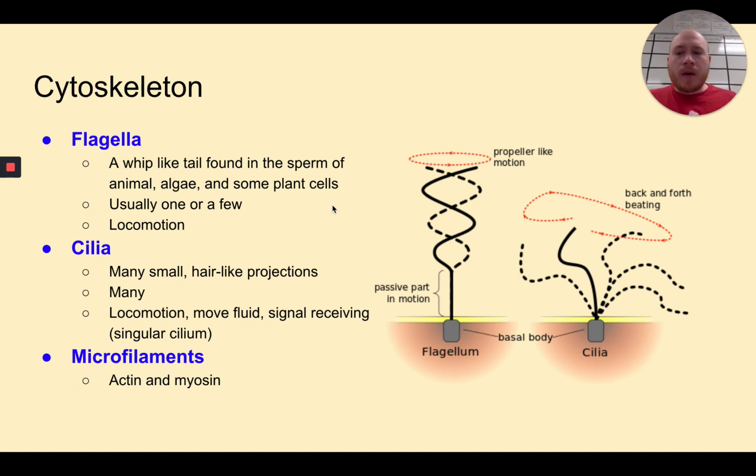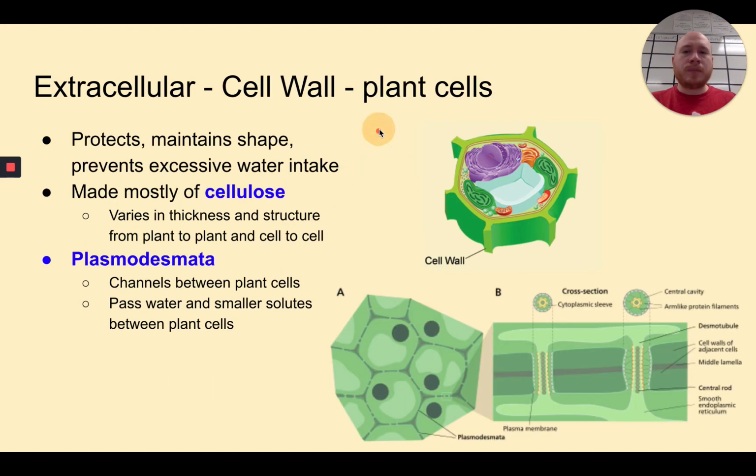Okay. Microfilaments are called actin and myosin. We're not going to get into them in too much detail. You would study them much more in an anatomy and physiology class when you talk about muscle proteins and how muscles work. If you are interested in learning more about this, I highly recommend looking it up because it is really interesting how our muscles work.